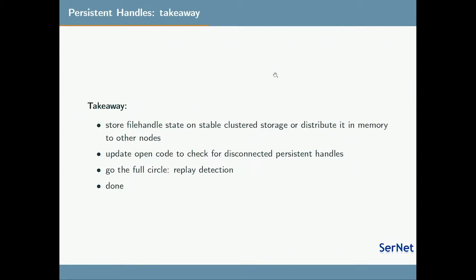So the takeaway: you store the file handle state on stable clustered storage, which is what Microsoft does, or you can distribute it in memory to other nodes. You just have to make sure that when a client gets disconnected and reconnects to the same node or to another node, the state is there and you can resurrect the handle. You have to update your open code or the create implementation in Windows to check for disconnected persistent handles so you can detect that and block access.